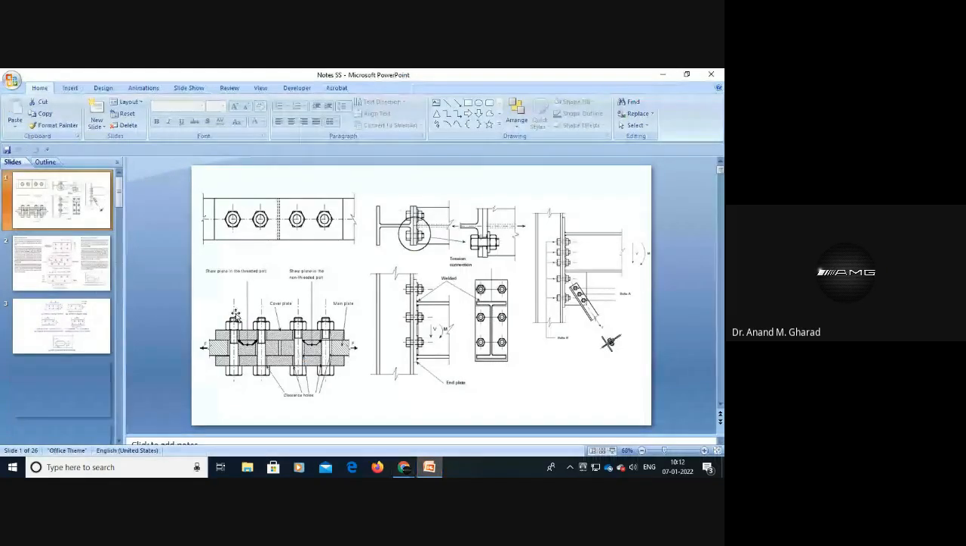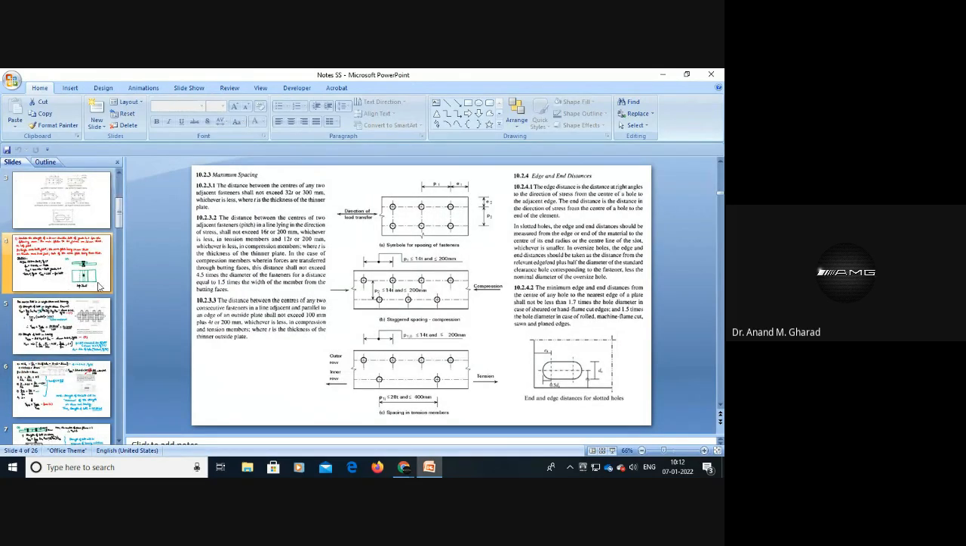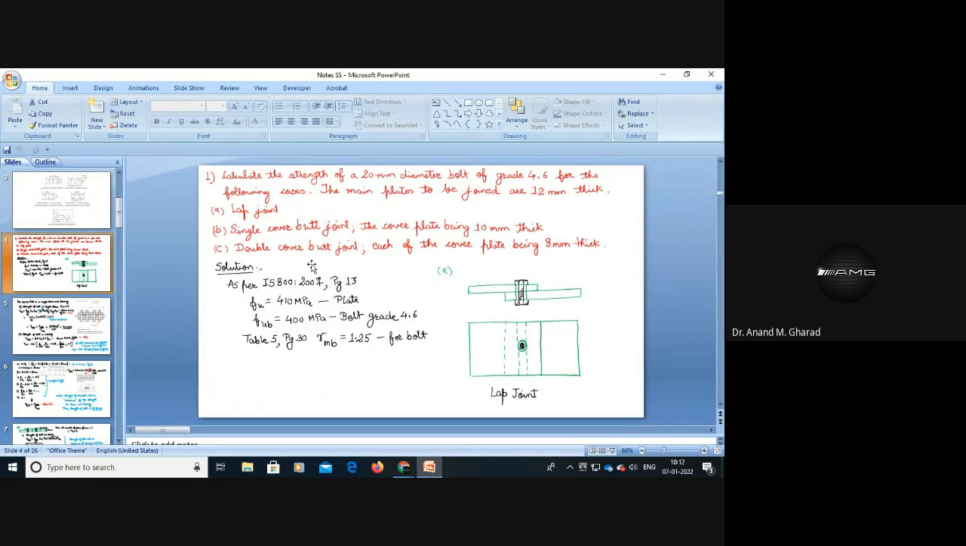Okay, so we were discussing, actually we have started the numerical related to connections, and we saw this numerical. In this there are three cases, and we are supposed to identify the strength of the bolted connection for three different conditions. First is the lap joint, second is single cover butt joint, and the dimensions are given, and the double cover butt joint connection.